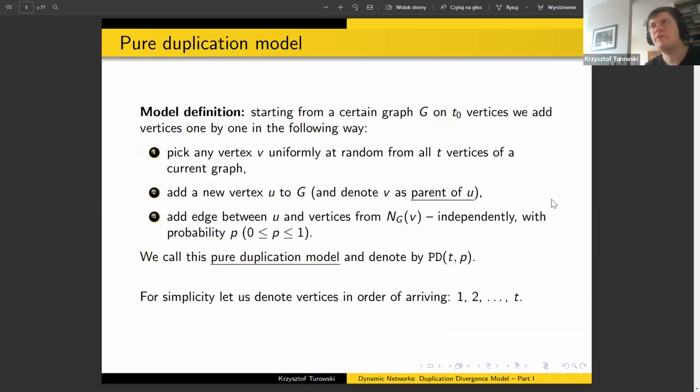Okay, so let's start with a very simple model that is called the pure duplication model in the literature. It is defined by a very simple rule. We start with a certain graph on T0 vertices. Usually it is assumed that it is a small clique. And we add vertices one by one in the following way. The next vertex comes. It chooses uniformly at random one existing vertex.